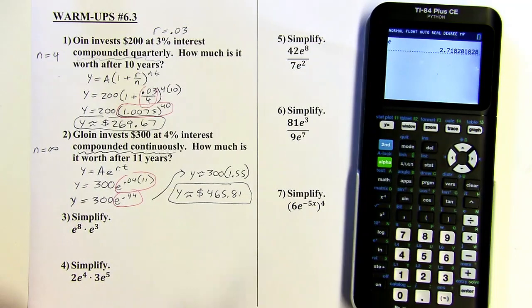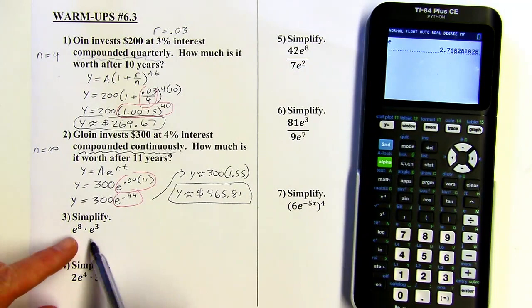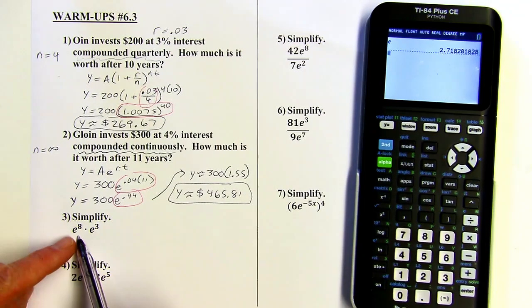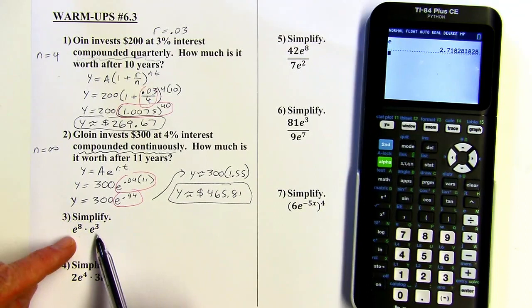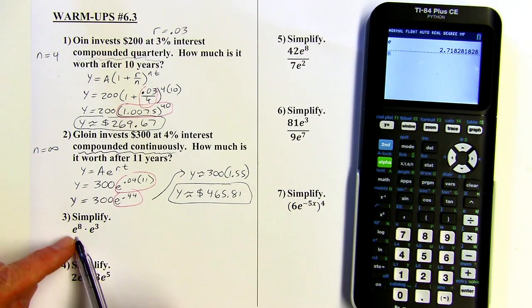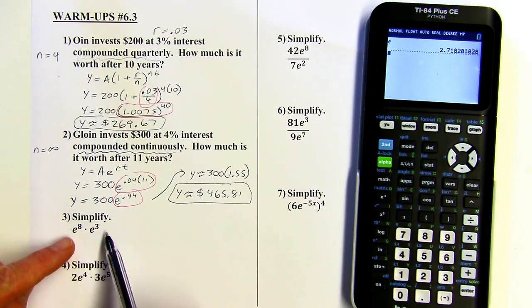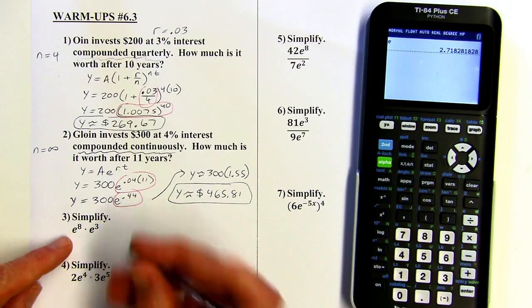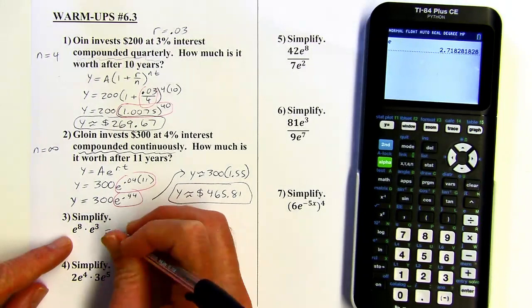I'm just going to simplify these in terms of e. So this would work the same as if I had x to the 8th times x to the 3rd. If these were x's, then I'd have 11 x's all multiplied together. Here I just have 11 e's all multiplied together.